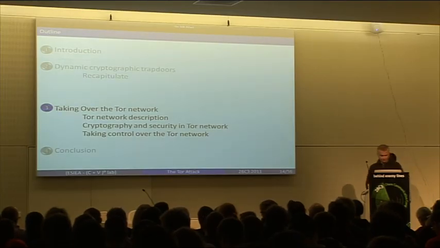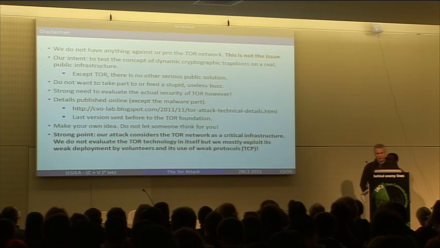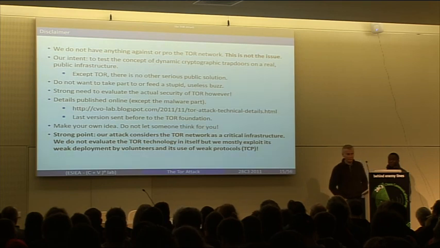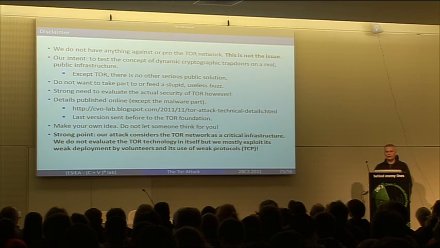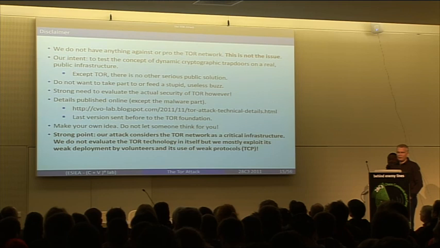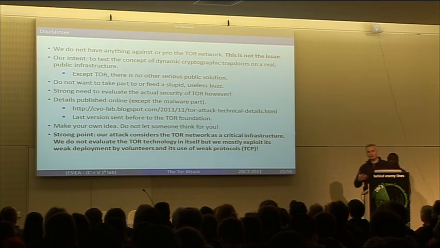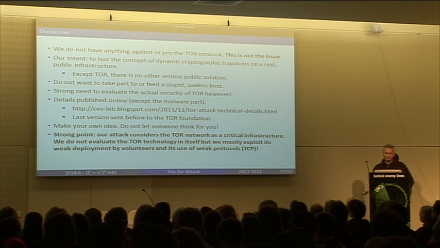So how to use that? First, I would like to stress the fact that we do not have anything against Tor. This is not the issue. Actually, at the present time, it is the only available network of this type. We have made experiments on other, non-public networks, so it is, of course, impossible to publish. So I think that it is a good field of experiment. But once again, our aim is not to have something against Tor.